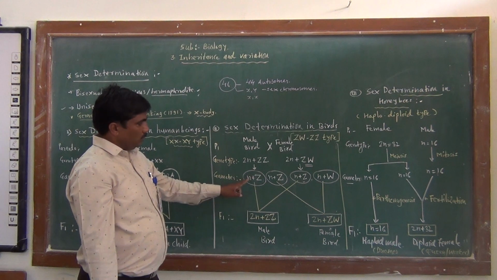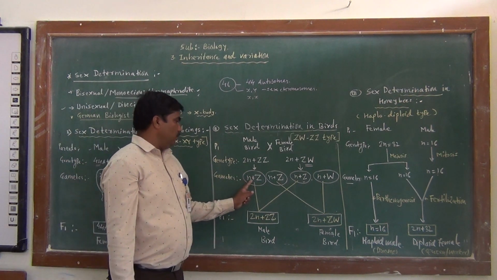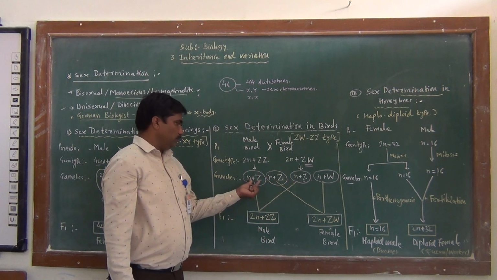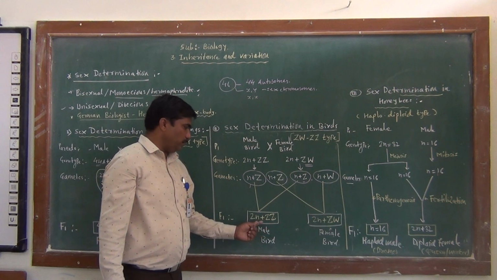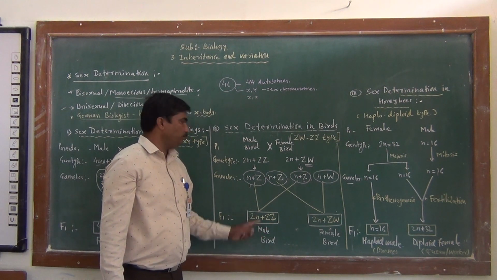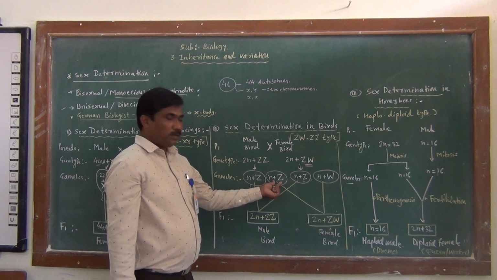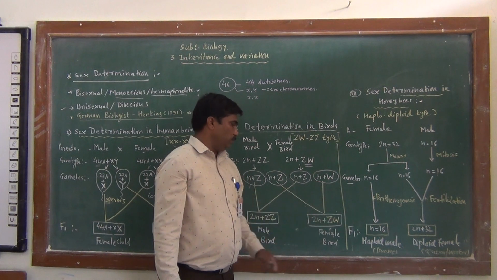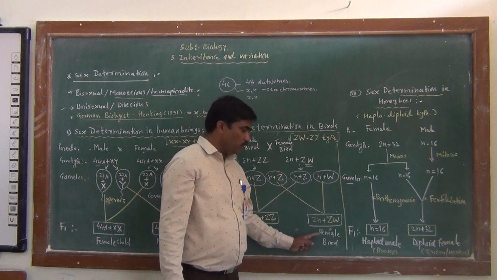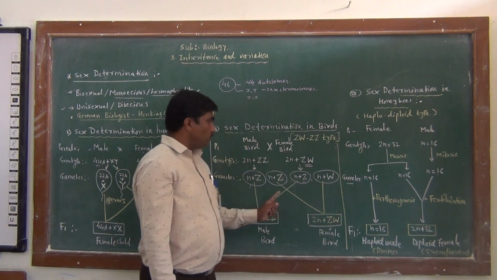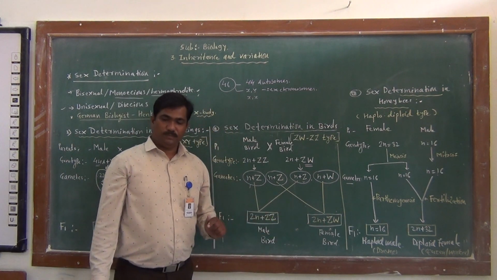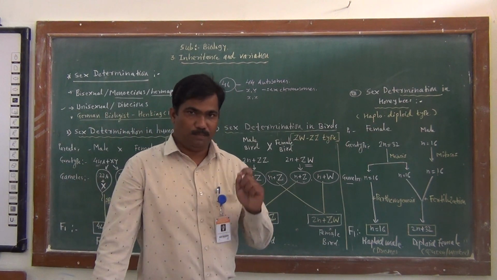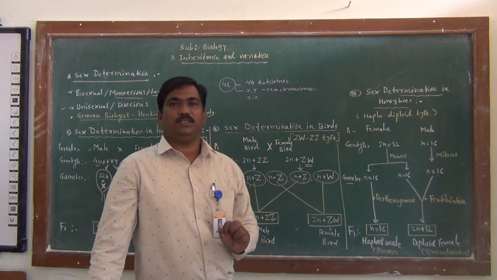Okay, so in this case, whenever the sperm fertilizes the egg carrying Z, the ZZ condition forms, so that individual grows into the male bird. Then the Z sperm fertilizes the egg carrying W to form 2n plus ZW. So this bird develops into the female sex. Okay. So here the sex of an individual depends on the type of egg fertilized by the sperm.